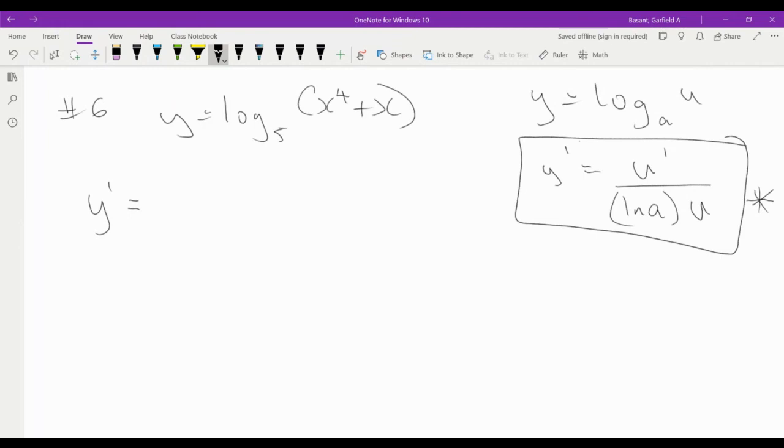Y prime is equal to u prime. What is our u prime in this problem? 4x cubed plus 1. Okay, so we just did the u prime. Now we're going to do the ln of a. What is our a in this problem? 5. So that's our second part. And then we have to multiply that by our u. What is our u?